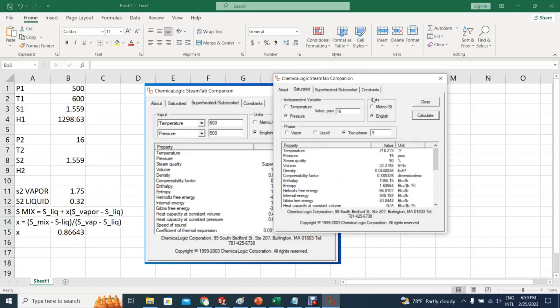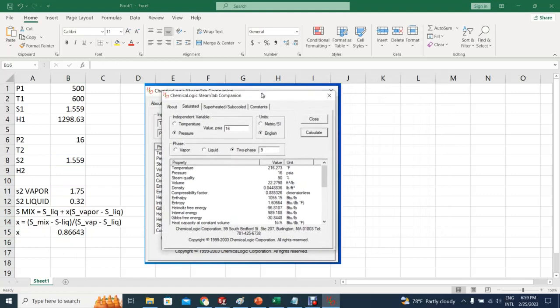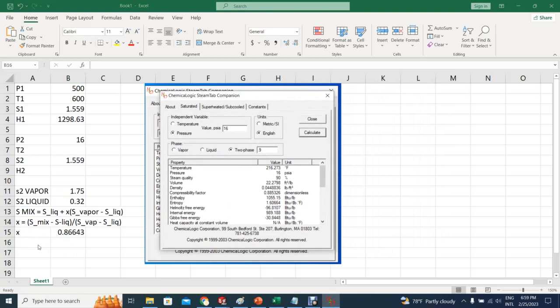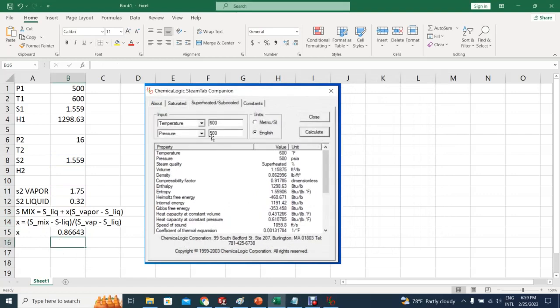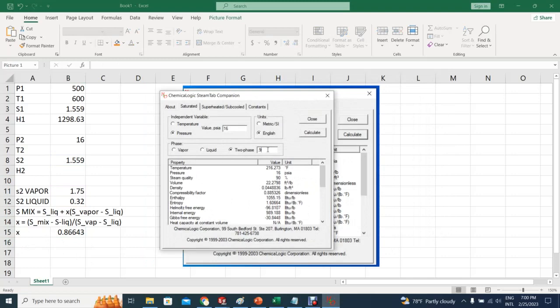But that's the number that we need to punch in our system. Let's go back here. And this is the number that we need. So let's find out what's going to happen. Now we go 0.86643. How about that? Two-phase, 16 pounds absolute, calculate. 1.5586, 1.559. It's just perfect. 1.559 actually, at 3 decimal places. Excellent. So now we got that straight.